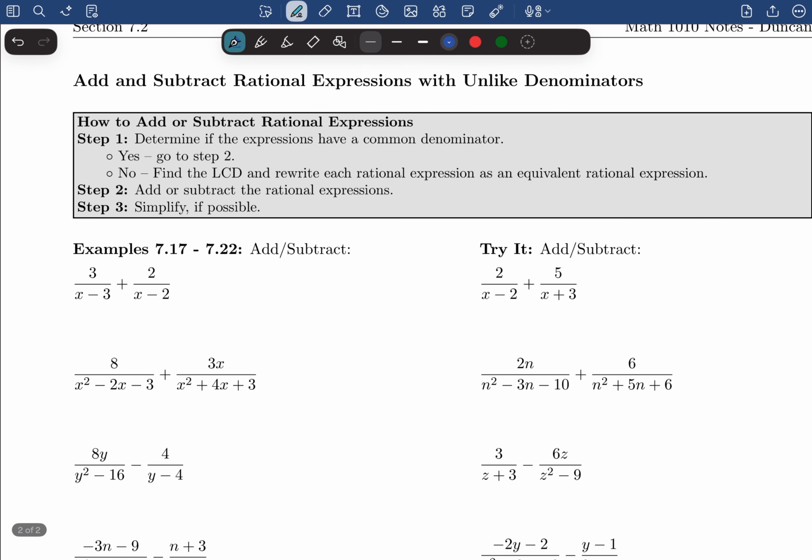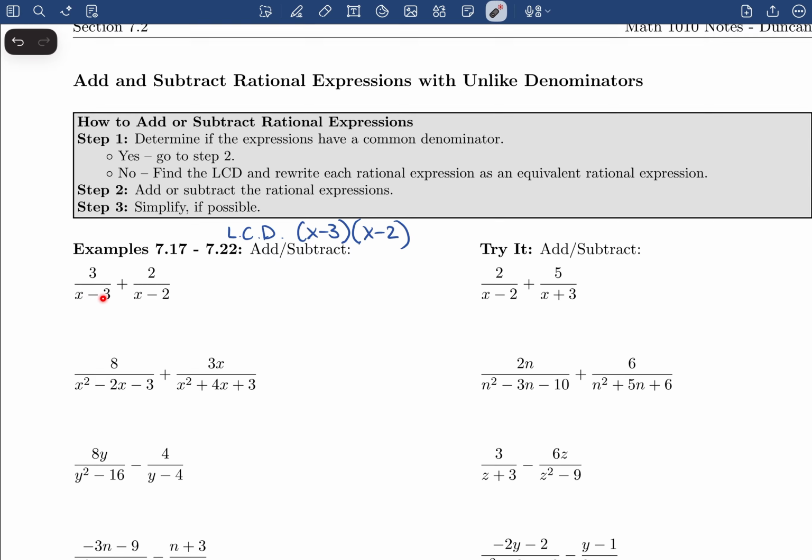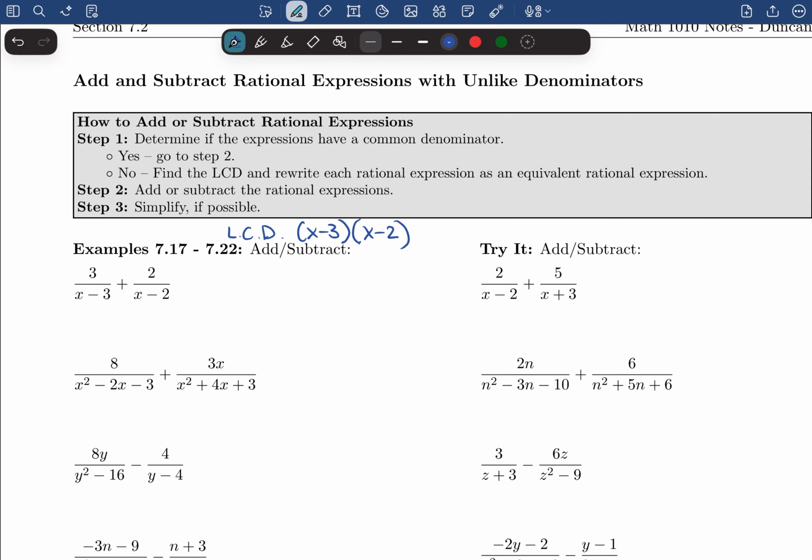I'll write the LCD on the side here. The LCD is going to be x minus 3 times x minus 2, the product of these factors in the denominator. Now I ask myself, what piece is the first fraction missing? It's missing an x minus 2. So I multiply an x minus 2, not just on the bottom, but on the top.